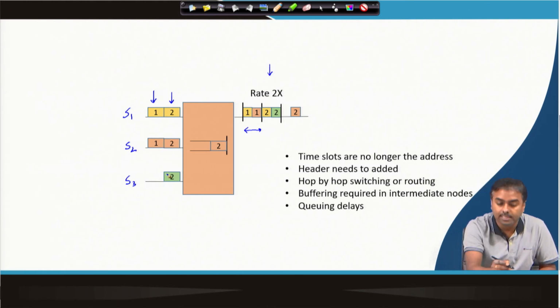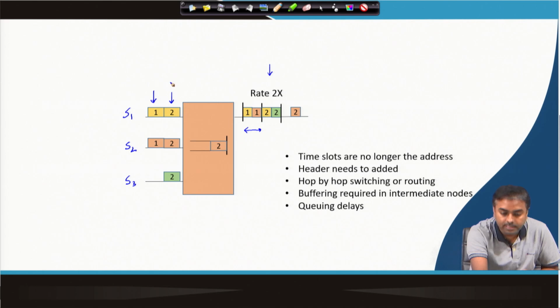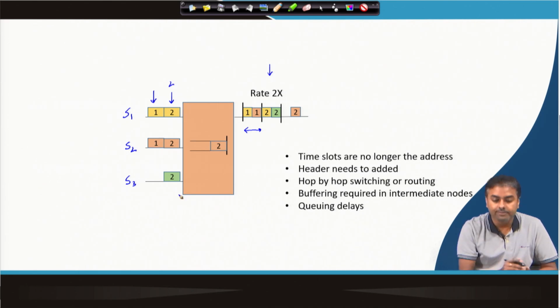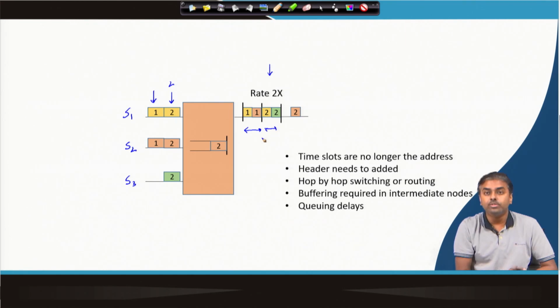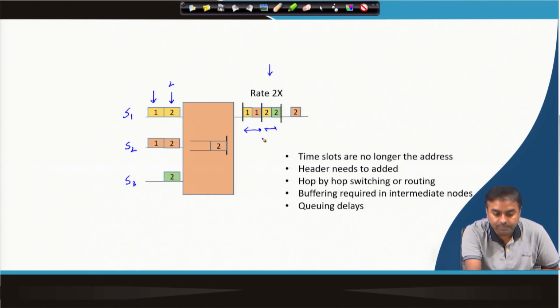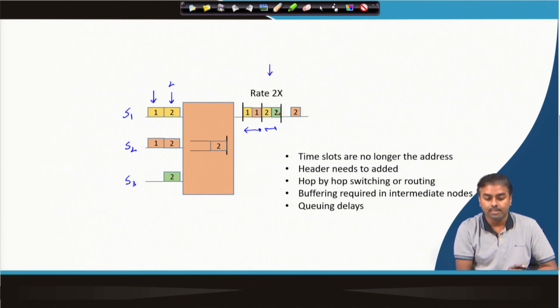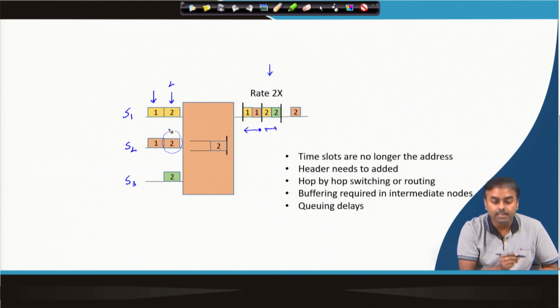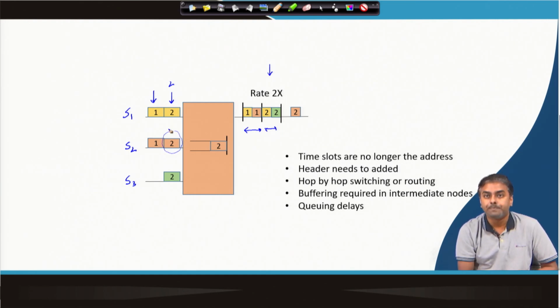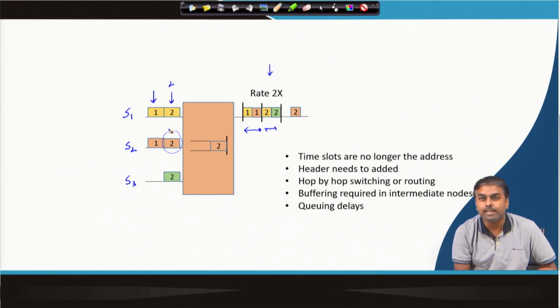Suppose in the second slot all of them have data. Now I have only 2 locations, so I can choose 2 of them randomly. Suppose I have chosen stream 1 and stream 3. I put them in, but now stream 2 data is not being transferred. What can I do? There are 2 options. One is I can throw away that data, because I am not capable of transferring it. So I just delete that data.